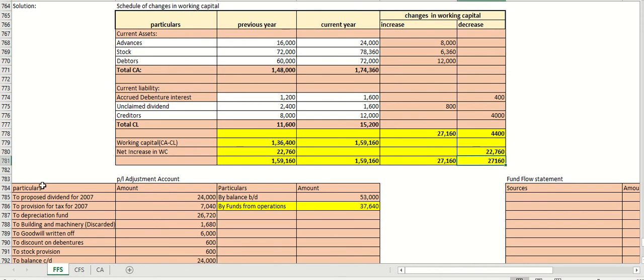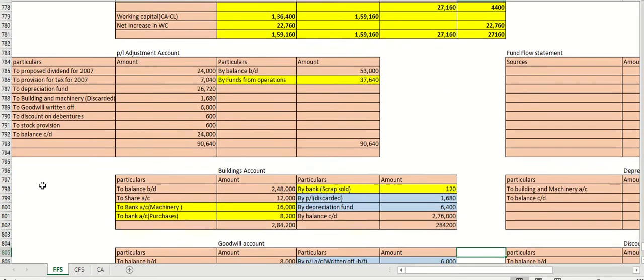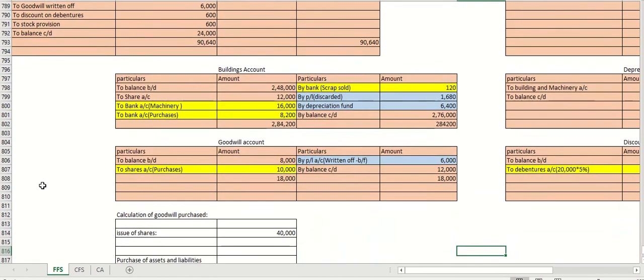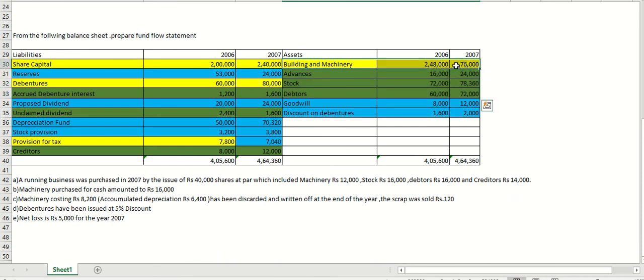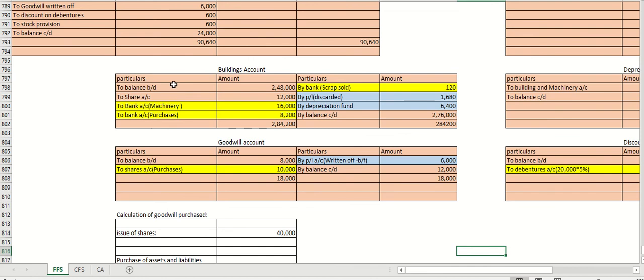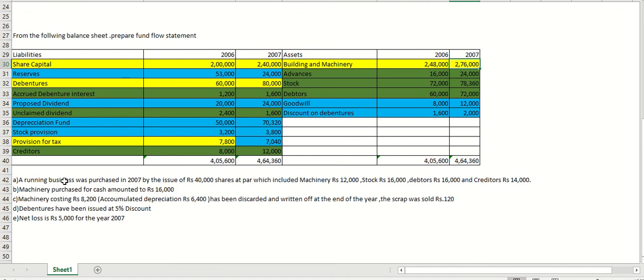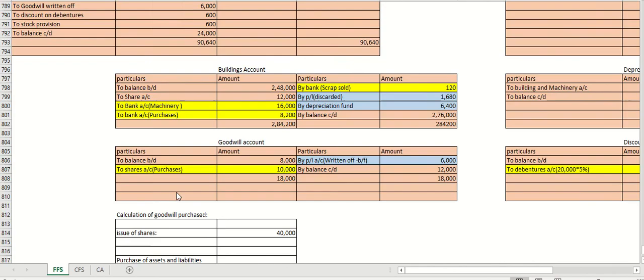Now our next step is, we will prepare the ledger accounts. So we have our buildings account. The opening balance is 2,48,000 and the closing balance is 2,76,000. So it is a debit balance. Buildings is an asset account, it will always have a debit balance. To balance brought down 2,48,000. By balance carried down 2,76,000. Now if you see, we have an adjustment regarding building and machinery. Machinery purchase for rupees 16,000. So it will be accounted as to bank account, machinery purchase, which is 16,000.